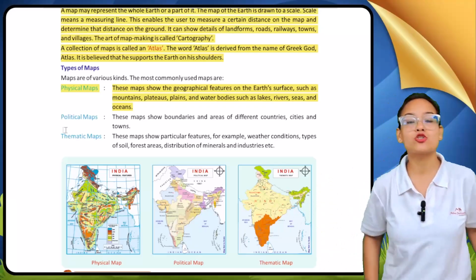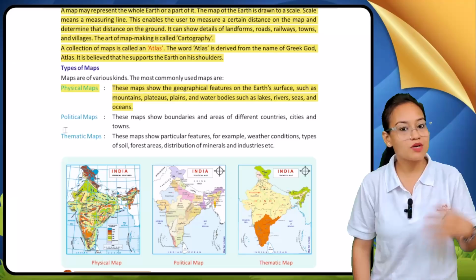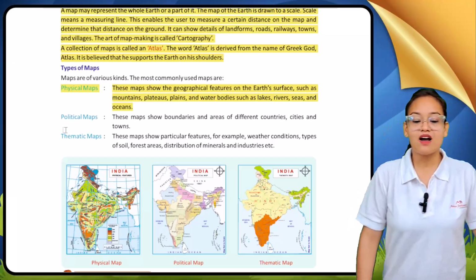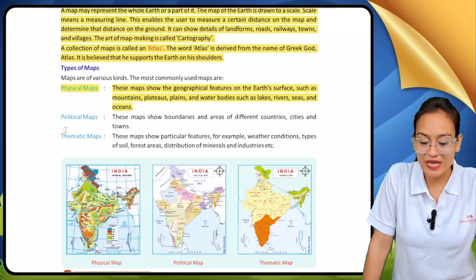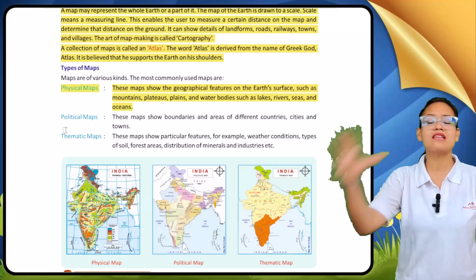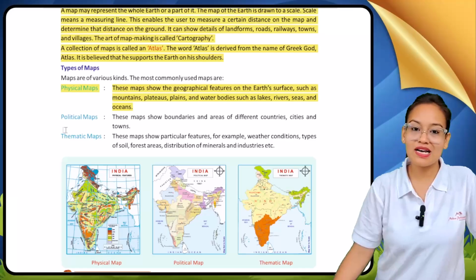Okay, all the natural things which Mother Earth has given us are shown on physical maps, like our mountains, plateaus, plains, and water bodies like lakes, rivers, seas, and oceans. All these natural features are shown on a physical map. So this is called our physical map.